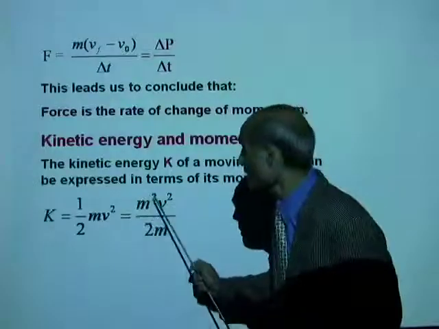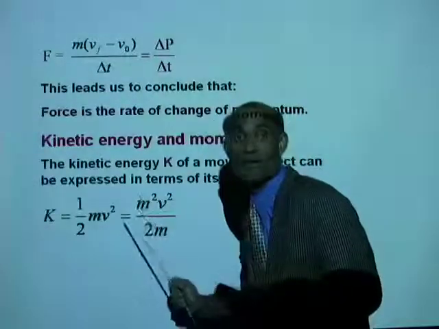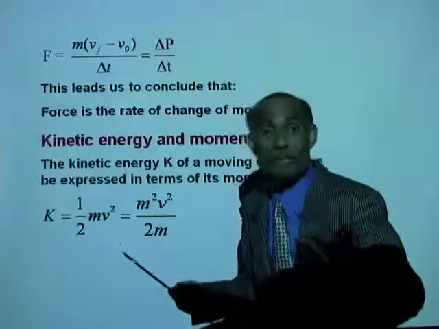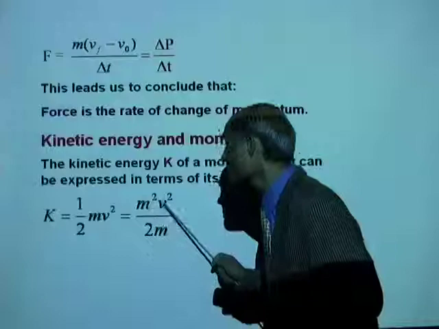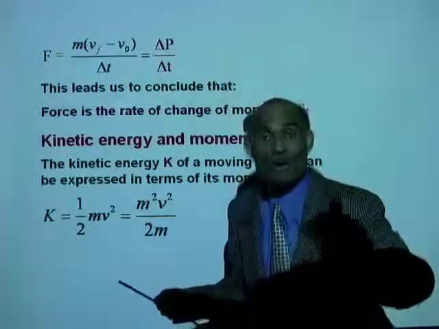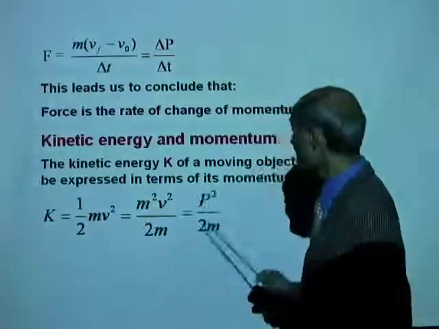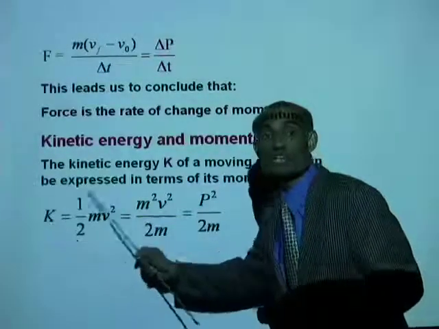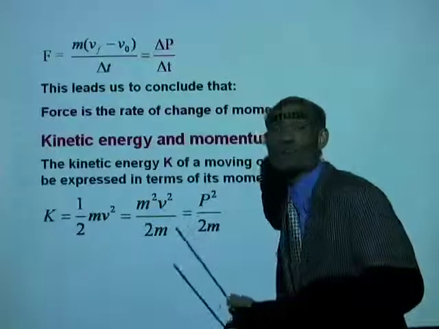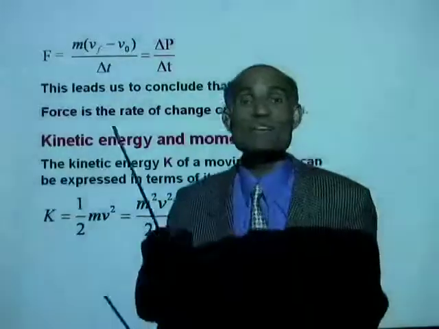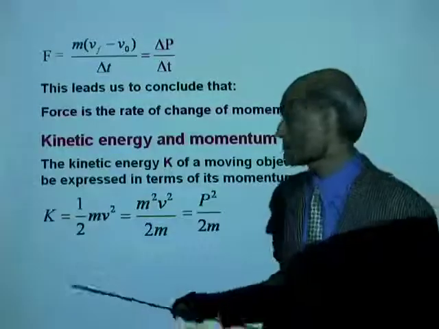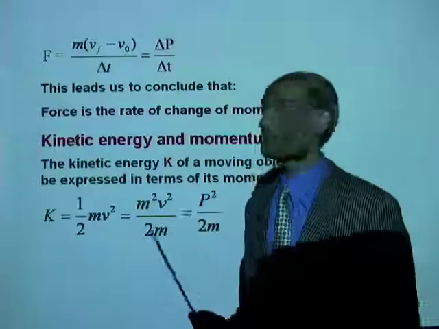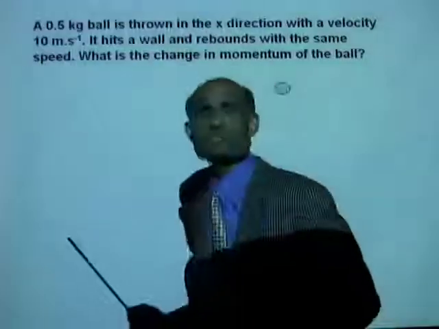What is the advantage of writing like this? Well, m times v is momentum p. Therefore, m squared v squared is the square of the momentum. The numerator is p squared. So, kinetic energy equal to p squared over 2m, where p is the momentum of the moving object. A very important relation. I want you to keep track of that. Okay, let's do a small problem.